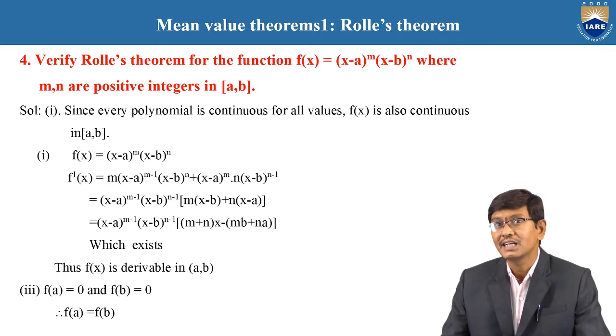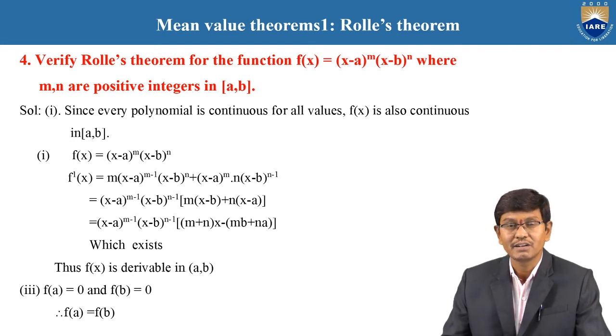Therefore, it is clearly satisfied that f of x is a continuous function in the interval a comma b, and moreover, f of x is also a derivable function in the interval a comma b. Now, we need to check whether f of a is equal to f of b or not.